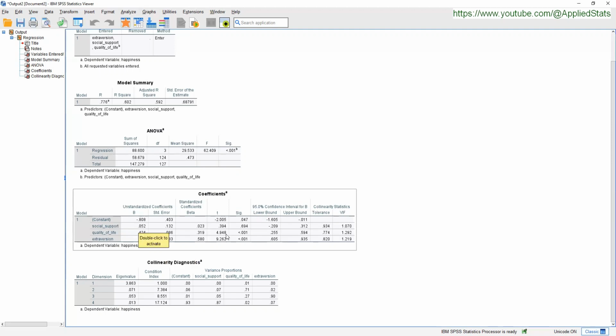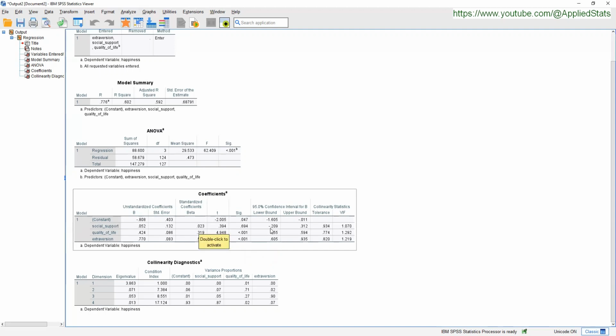And there's a t-value associated with your unstandardized regression coefficients. And then there's a significance level. Here you can say which variables are significant predictors and which ones are not significant predictors. As you can see, extraversion, the p-value is smaller than 0.05, so it's a significant predictor. Quality of life, a significant predictor. Social support, p-value is greater than 0.05, so social support is not a significant predictor of happiness.